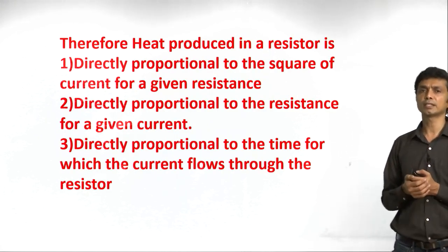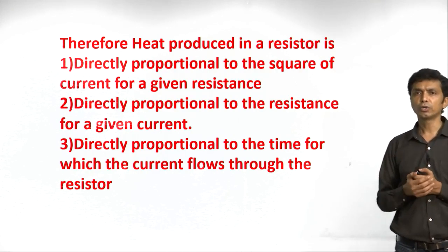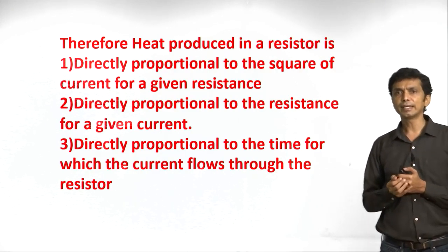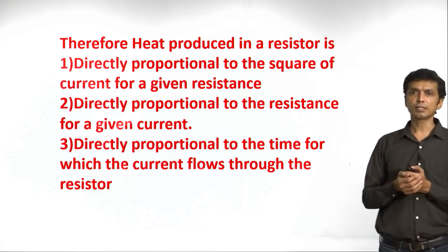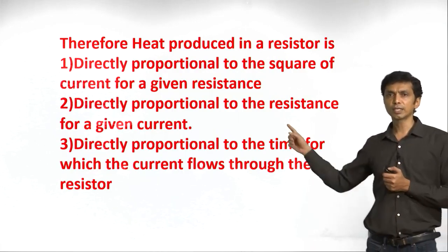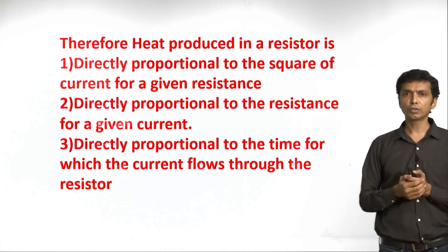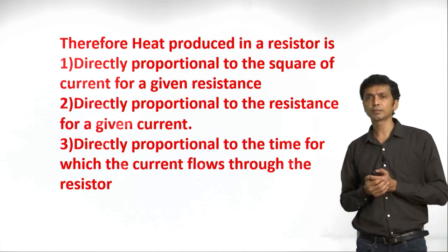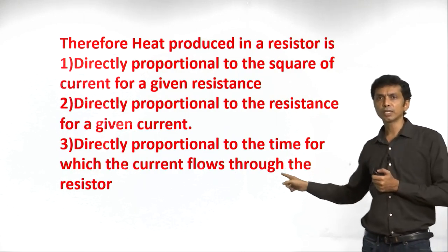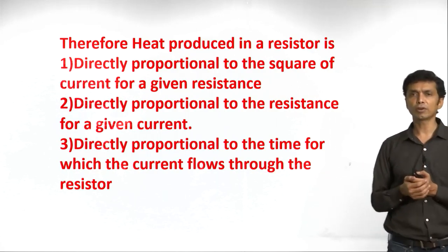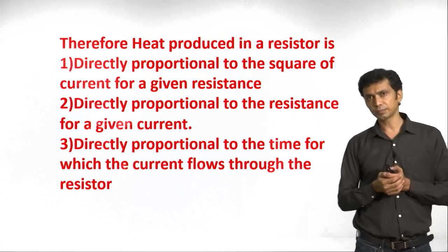Heat produced in a resistor is directly proportional to the square of the current for a given resistance. Heat produced in a resistor is directly proportional to the resistance, for a given current. And heat produced is directly proportional to the time that the device or the resistor is in use.